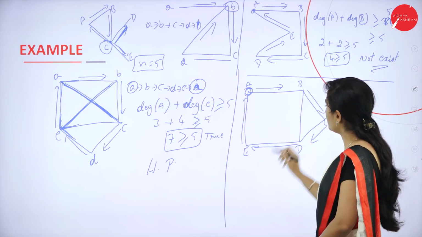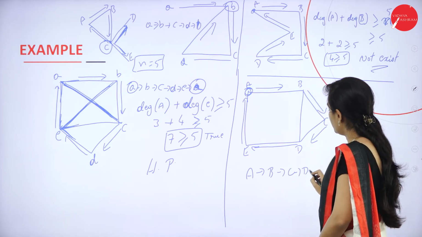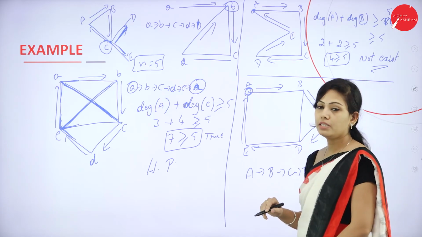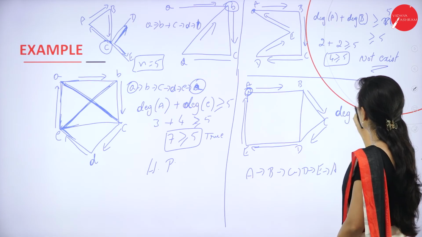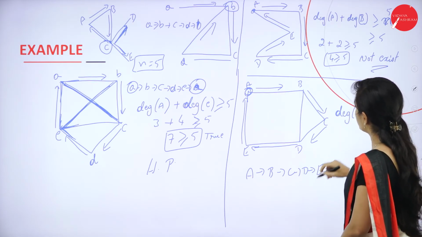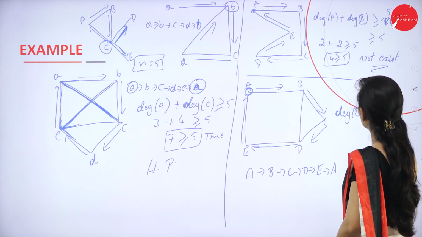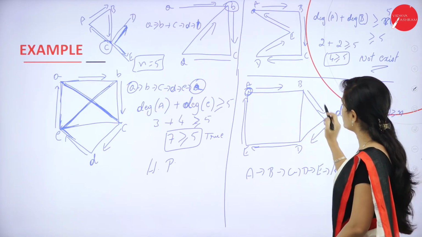So it is A to B, A to B, B to C, C to D, D to E and again E to A. So it's satisfying the Hamiltonian path condition. So now we'll check the degree of vertex B plus degree of C greater than or equal to n. So what is the value of n? A, B, C, D, E.